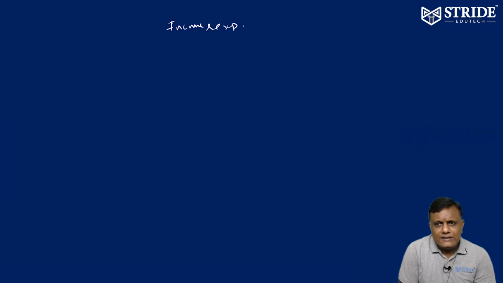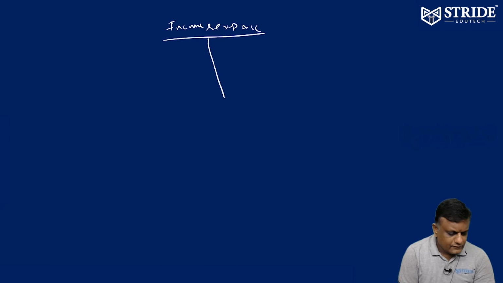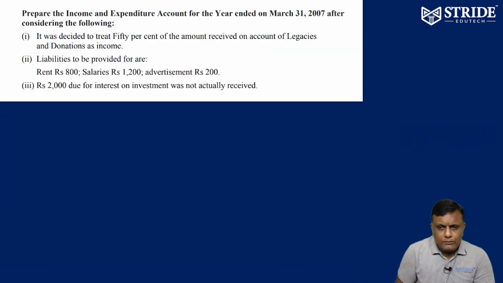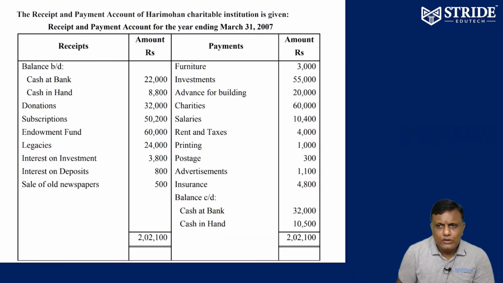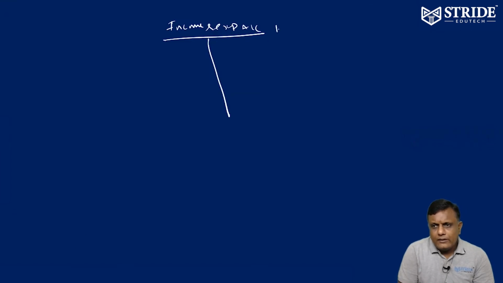So let's see the income and expenditure account. Income and expenditure account of the club, or maybe a charitable institution. I think it is Hari Mohan Charitable Institution. Kindly check it out. So, the income and expenditure account of Hari Mohan Charitable Institution.